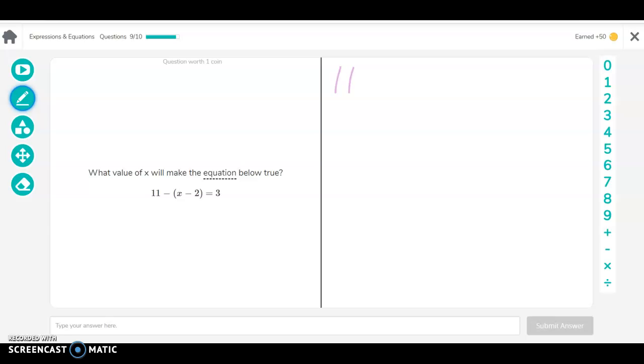pretend that the parentheses don't exist. Okay? So this becomes 11 minus x minus 2 equals 3. Alright. And the reason I'm pretending the parentheses don't exist is because there are no multiplication or division within this problem. It's just subtracting.